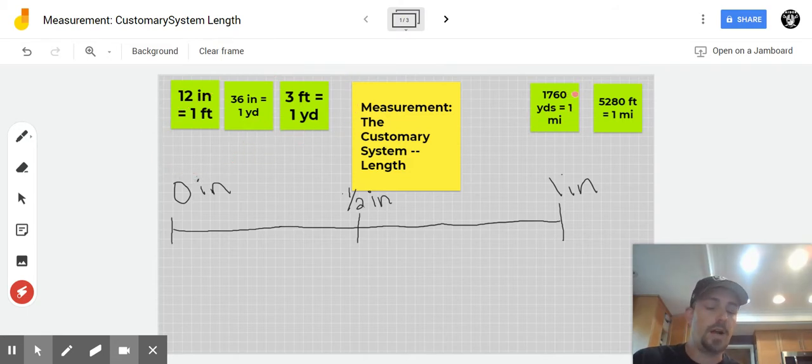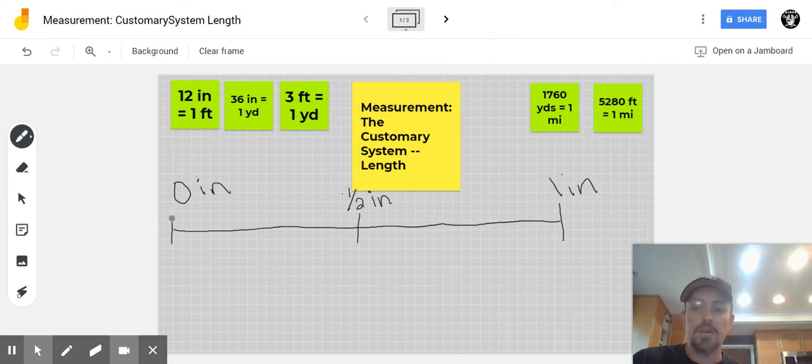Over here, some more complex ones. 1,760 yards is a mile, and 5,280 feet is a mile. And if you think to yourself, well, those measurements are not intuitive and it's hard to remember. Well, part of that is the reason that humans came up with the metric system. But this is the customary system today. So those are the units you need to know.